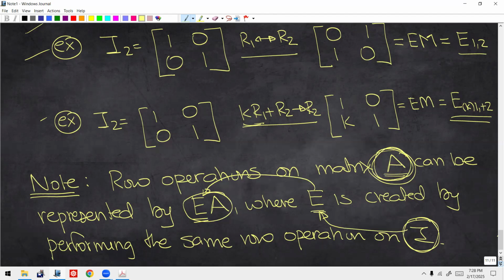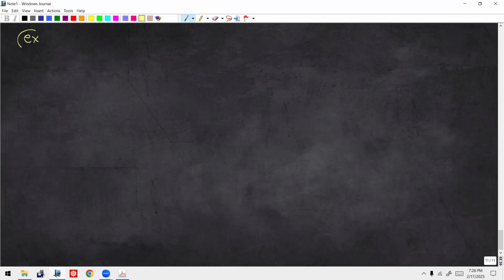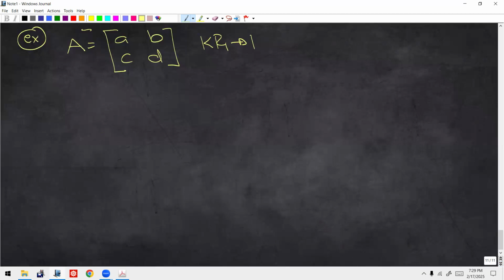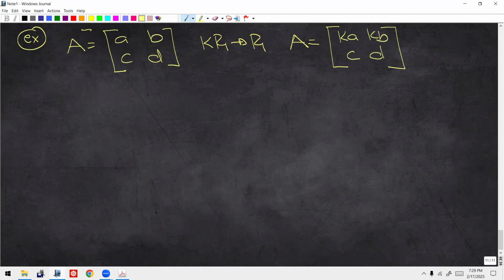So let me give you an example just to show you. Let's say we multiply by a scalar. We have some matrix A with numbers a, b, c, and d. If I multiply the first row by some scalar K, so K times R1 gives us a new R1, then A will look like this: Ka, Kb, c, and d.